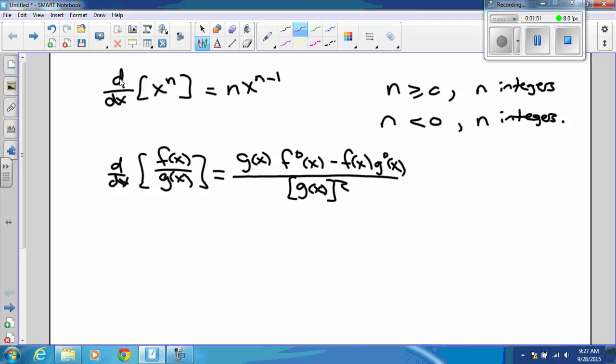And we can take these in any order. So, what's your preference? Quotient rule or power rule first? Power rule. Okay, fantastic.